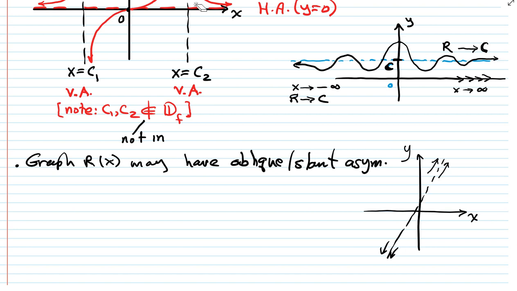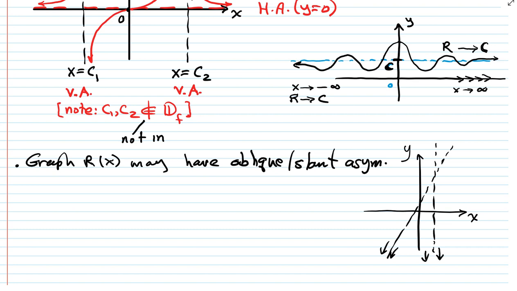Hold on, actually that doesn't look right. Let me modify this to where it's going to work out nicer. I'm going to throw in a vertical asymptote here also, because the graph could have not only slant but a vertical asymptote at the same time.